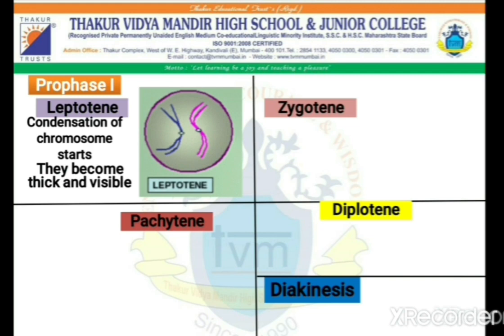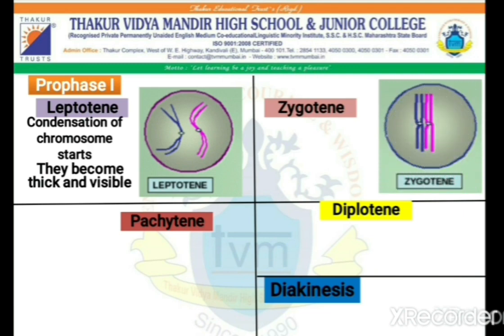Once they start becoming visible, they move on to the next stage called zygotene. In zygotene, as you can observe in the diagram, the chromosomes start forming pairs. So, in zygotene, the homologous chromosomes line up in pairs. That is, they start forming the pairs. Once the pairs are formed, it comes to the next stage called pachytene.